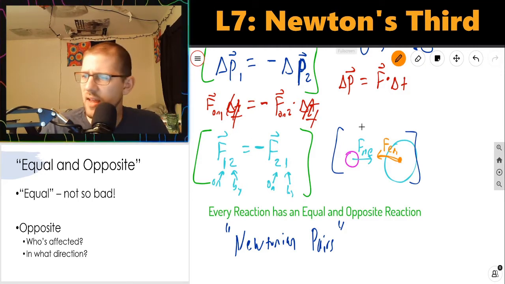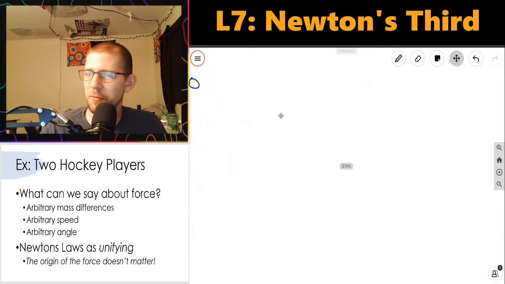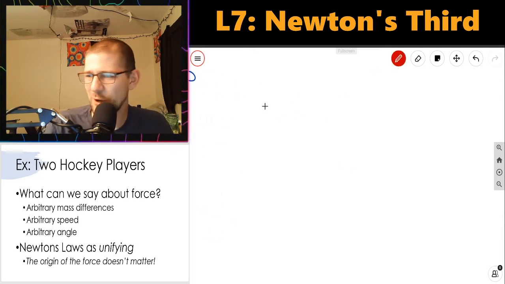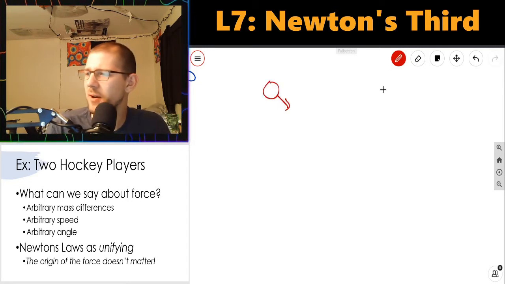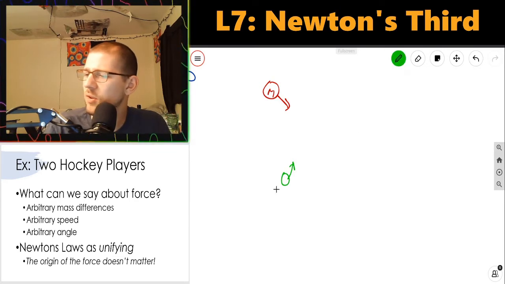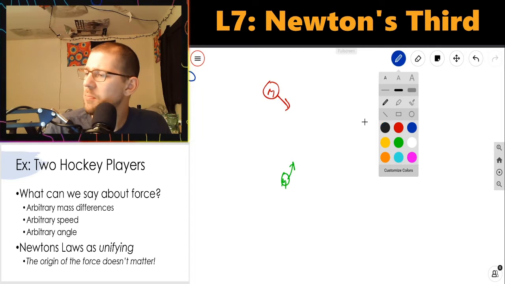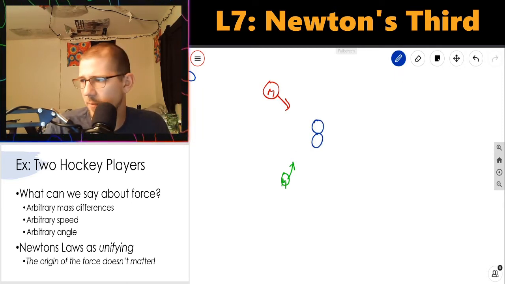Okay, I think that's all I really want to say about the third law for now. What I wanted to do for a moment was reflect on the great infamous hockey player question. So on last week's quiz, we had these two hockey players. It actually doesn't matter their masses or velocities or what angle they come toward each other. We had these two hockey players, and they were moving toward each other and going to collide. So at the moment of collision, I said, what's a potential force diagram for the scenario?